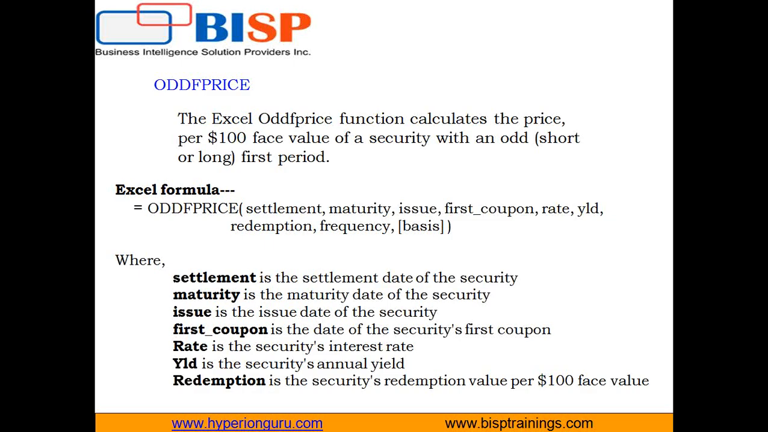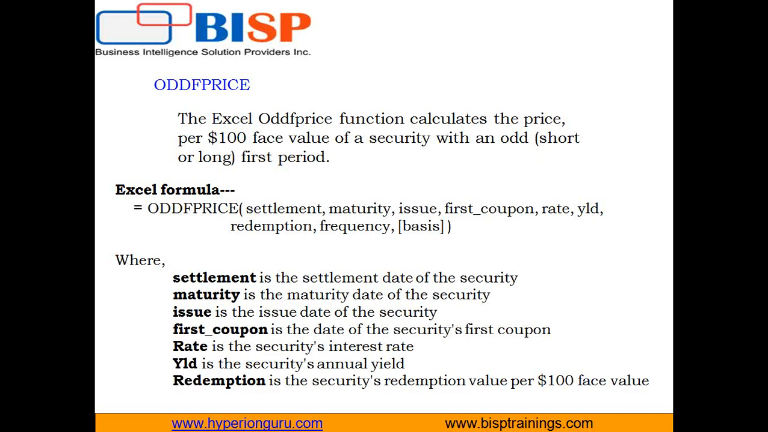Here F means first period, and it is used for calculating the price of a security with an odd first period. The bond-related formulas and functions assume that every period is the same length. For example, the coupon payments occur every 3, 6 or 12 months. Some bonds have irregular first or last periods where the payment dates don't fit any of those patterns. So Excel includes a set of functions you can use to evaluate these securities.